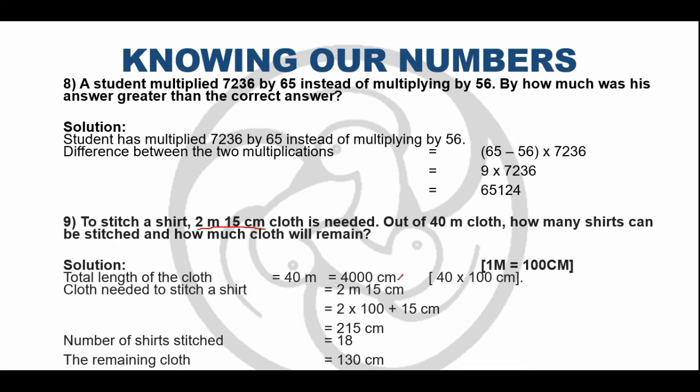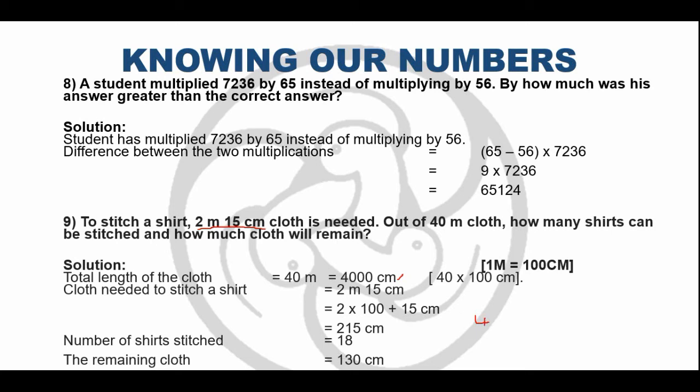Okay. The cloth needed to stitch a shirt is 2 meter 15 centimeter. So I have to convert meter into centimeter here. So 2 into 100 plus 15 centimeter. 2 into 100 is 200. So 200 plus 15 equals 215 centimeters. So the number of shirts stitched equals, so what do we have to do?